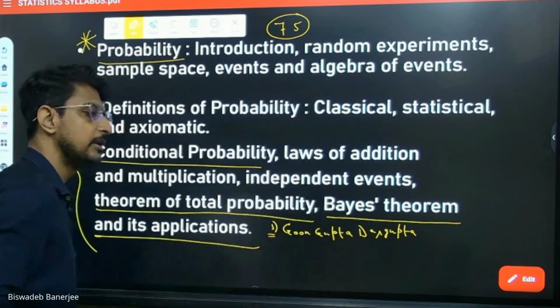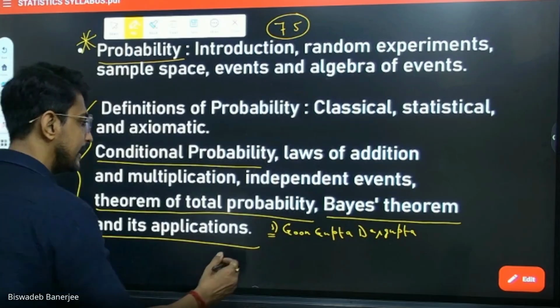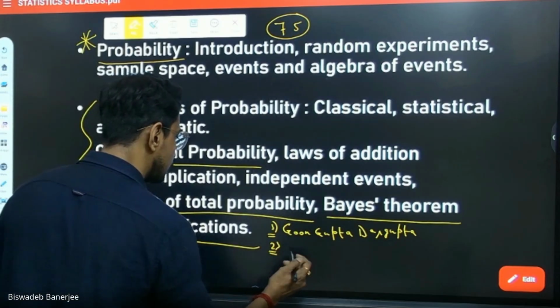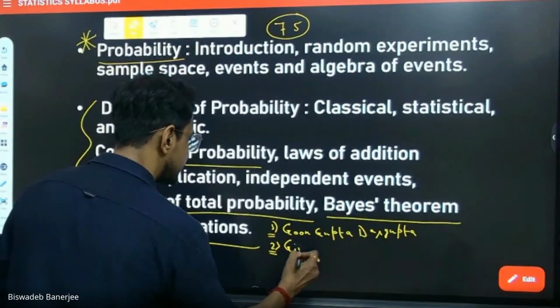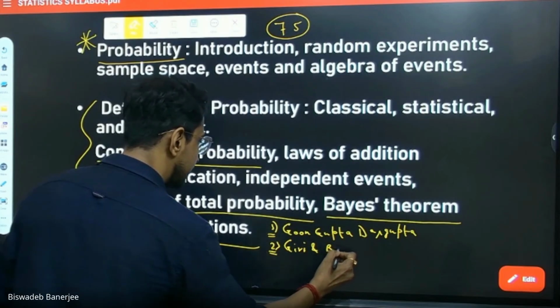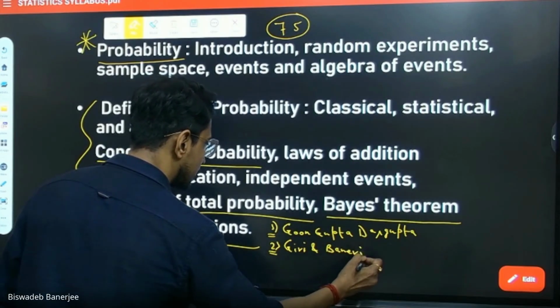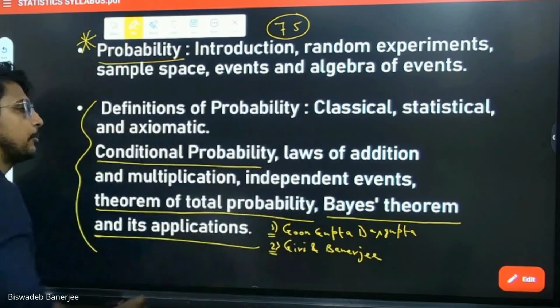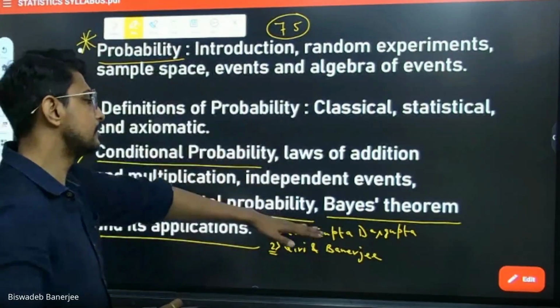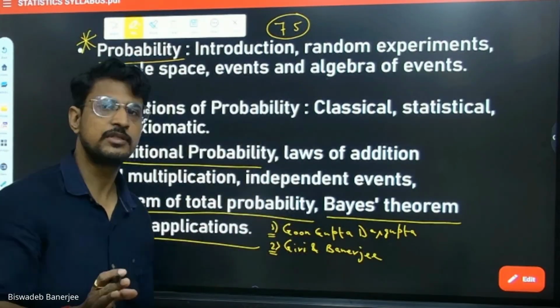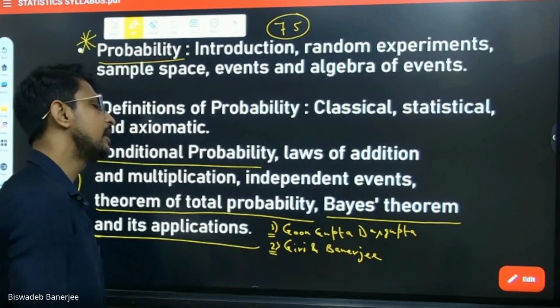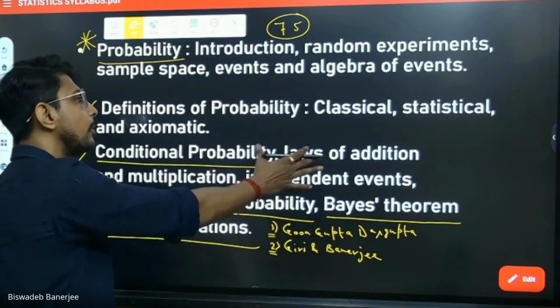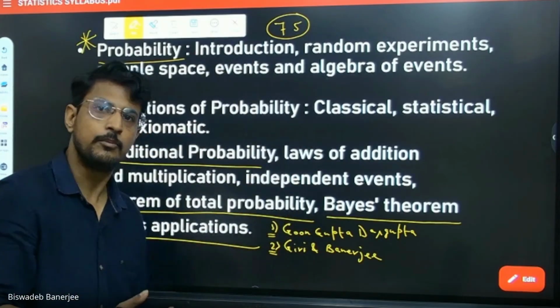This book is a very, very important book. And another book I suggest is Giri and Banerjee. Basically, almost all the portions have been covered in these two books, so you can easily find all this probability and theory in them.